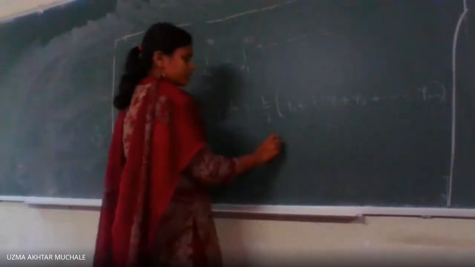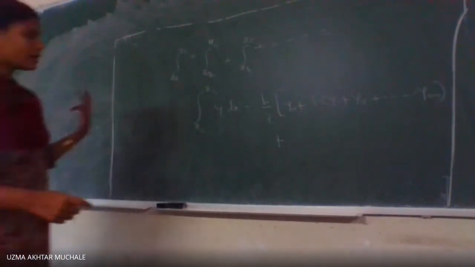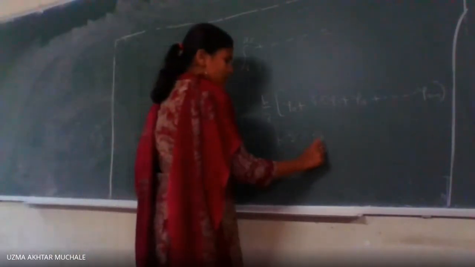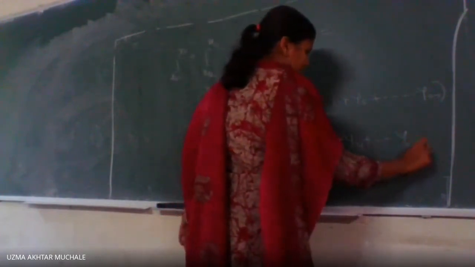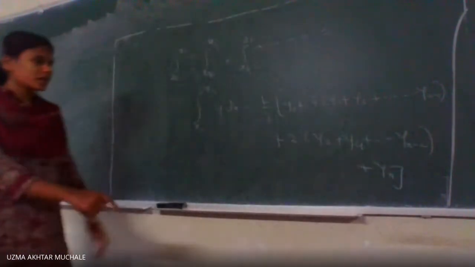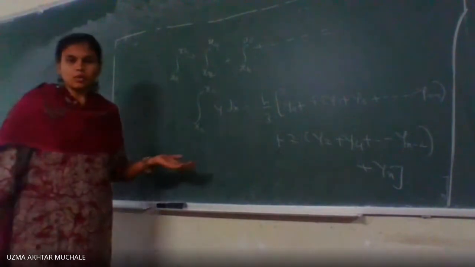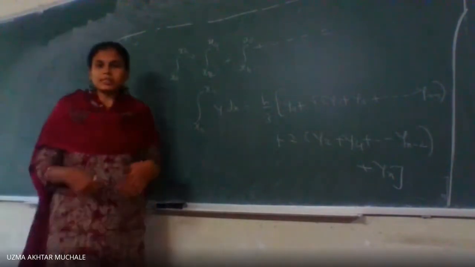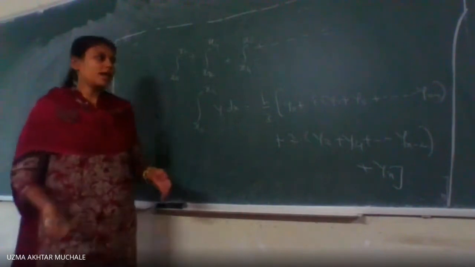Okay. Now what are the terms remaining? With 2 times, because y2 is repeating, y4 is also repeating, so it is y2 plus y4 plus up to so on y(n minus 2), plus the last term we are remaining with is yn. So this is the general formula for Simpson's 1/3 rule, or we may call it Simpson's rule. Simpson's 1/3 rule and trapezoidal rule are more accurate than Simpson's 3/8 rule.